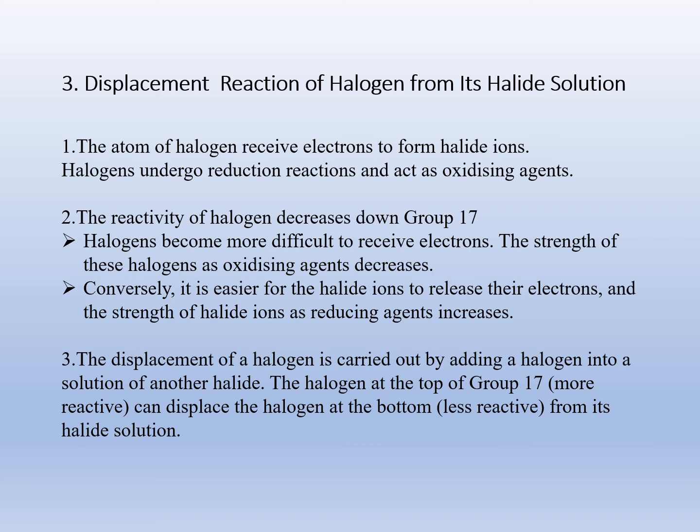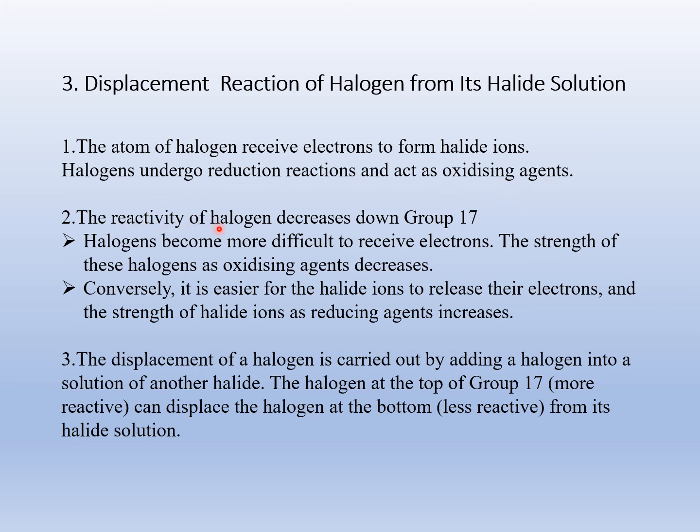Kalau ingat lagi, halogen is group 17 element. Kita ada fluorine, chlorine, bromine, iodine, astatine. Okay, so halide solution ialah, for example, hydrogen bromide, hydrogen chloride, hydrogen iodide. Biasanya kita partner dengan hydrogen lah. The atom of halogen receive electron to form halide ions. Halogens undergo reduction reaction and act as oxidizing agent.